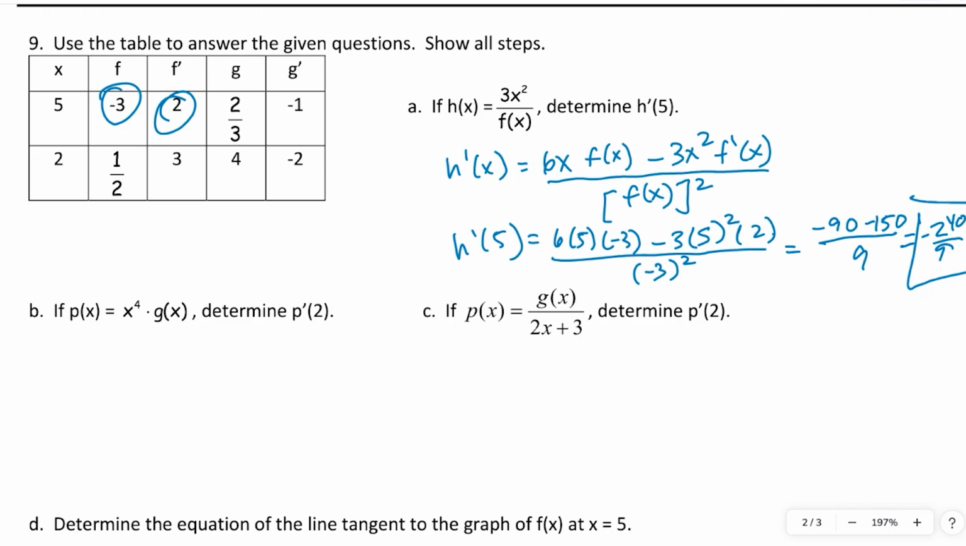We're trying to do kind of the same thing here, but we're going to use the product rule instead of the quotient rule. And so the derivative of P is going to be f g prime, so the first function is x to the fourth, times g prime of x, plus the derivative of x to the fourth, which is 4x cubed, times g of x. So evaluating that at 2 means I'm just going to plug in 2 everywhere where I see an x.